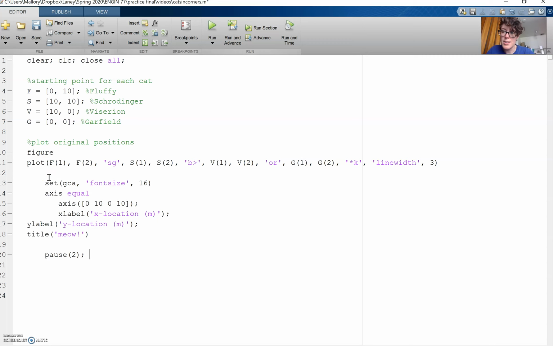make my plot look nice, and I can do that by changing the font size, making the axis equal, so this means 1 meter in the Y direction is equal to 1 meter in the X direction, setting my axis so that we only see that 10 by 10 room, adding an X label and a Y label, adding a pause. So pause will pause your code for a given amount of time. Here I put 0.2 in my code, and that will pause it for 0.2 seconds. This number we might have to change around a little bit if you find the video goes too fast for you to see anything, or if it just goes so slow. But that's something that we can change later on.